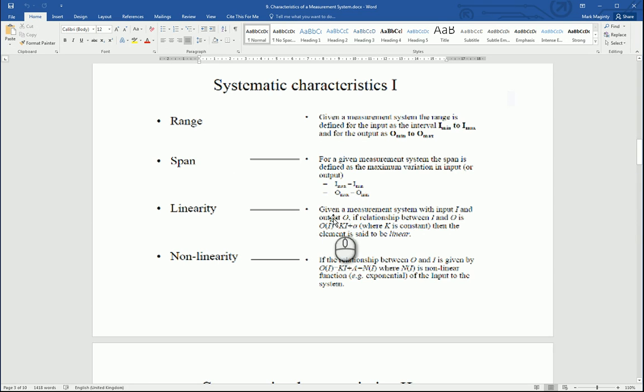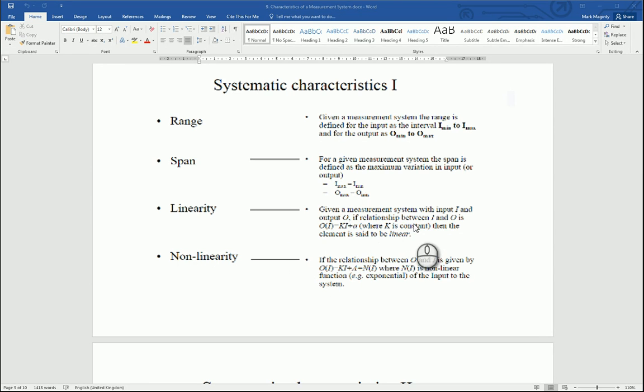Linearity is basically the measurement system that is the relationship between I and O. So if the relationship between I and O is, one second. Okay, back again. Where do we get to? Linearity, I think we just finished.